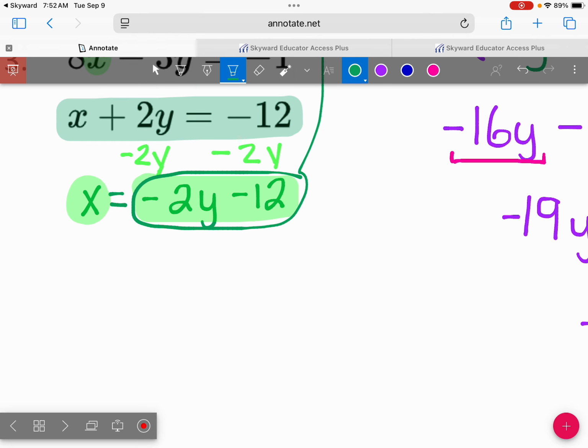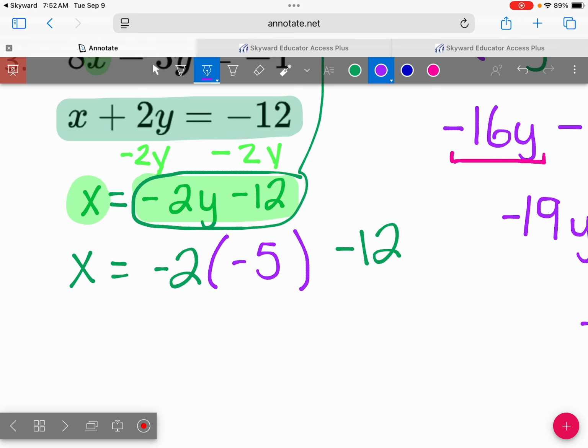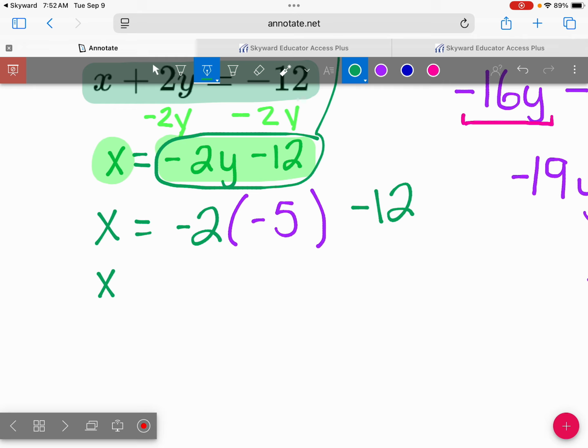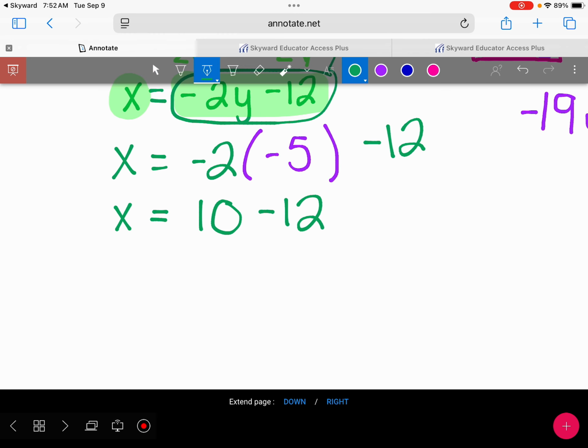Because we know that our x is going to equal negative 2 times whatever our y is minus 12. But now we know our y is negative 5. We're going to have our negative 2 times our negative 5 and then minus 12. Well, negative 2 times negative 5 is going to give us a positive 10 minus 12. What is our x?